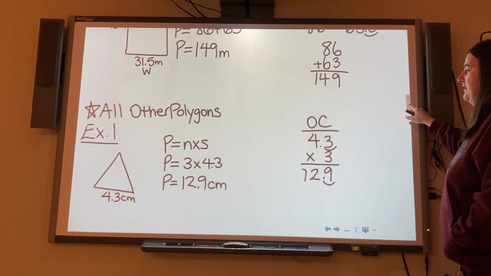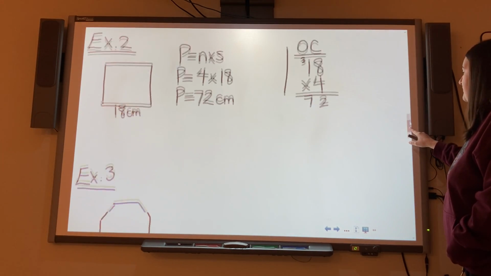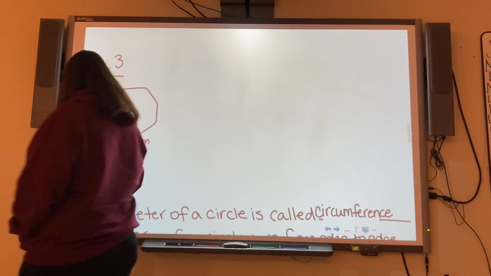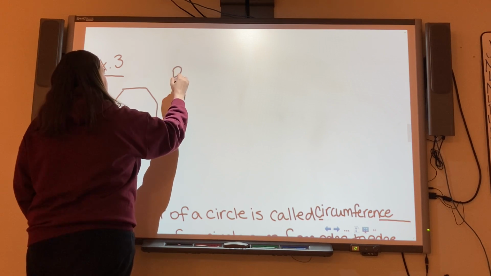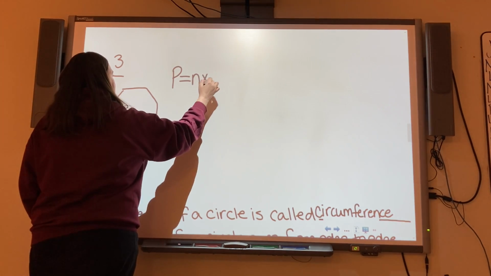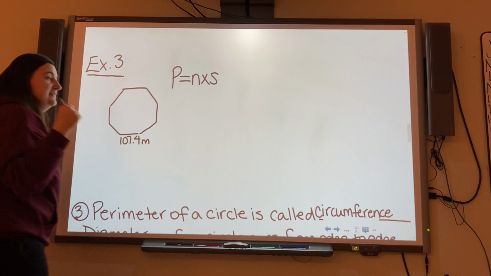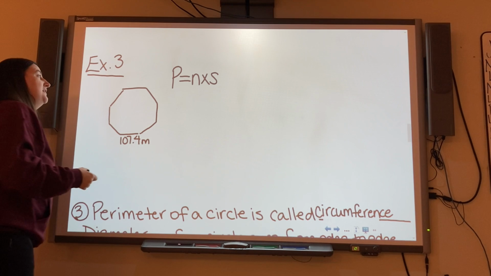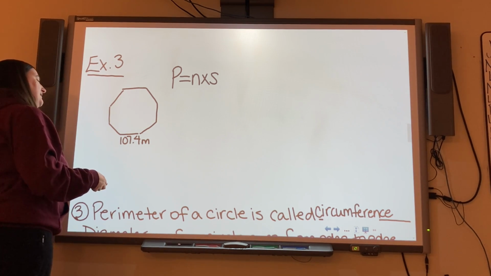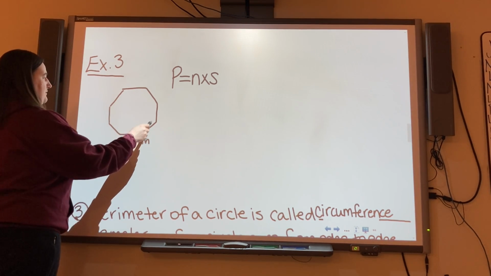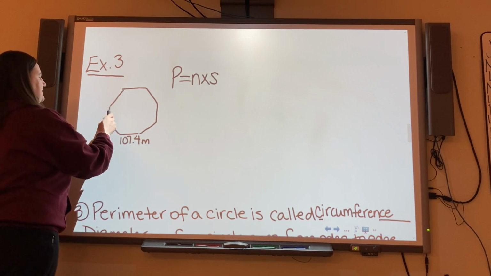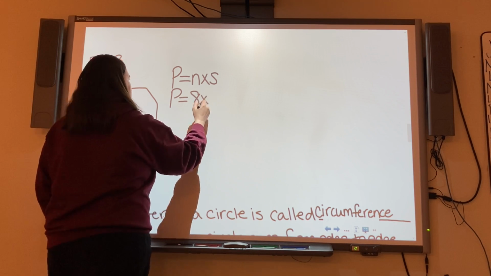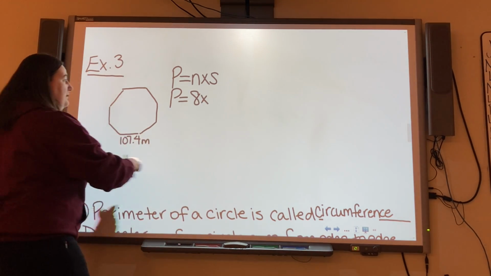All right, so we're gonna go down to example number 3 on the next page. These ones are regular polygons, and they use the formula P equals N times S. N is the number of sides, S is how long the side is. So let's find out how many sides are there on my shape. 1, 2, 3, 4, 5, 6, 7, 8. So it's an octagon, P equals 8 times, how long is each side?